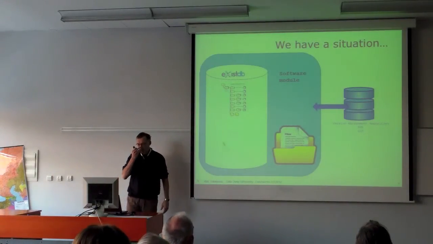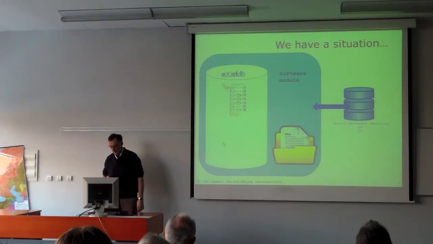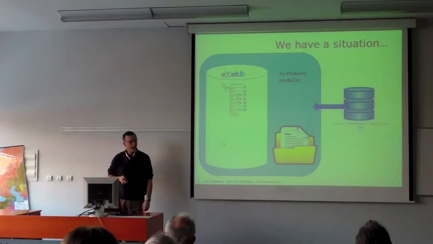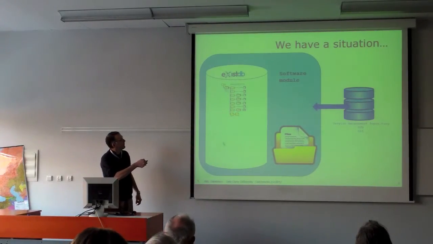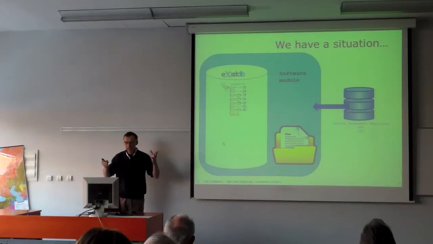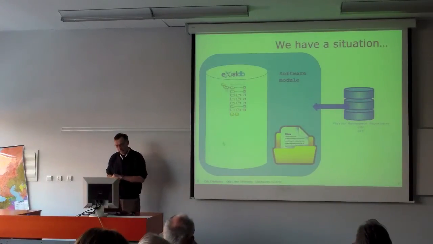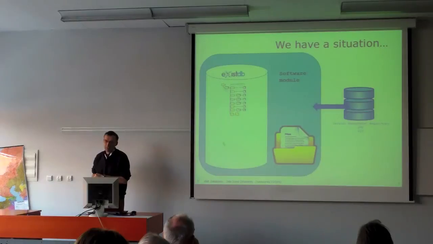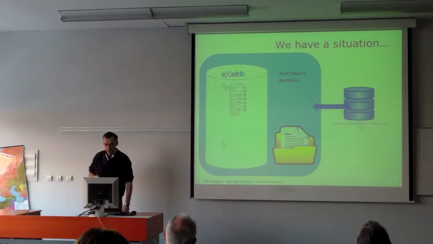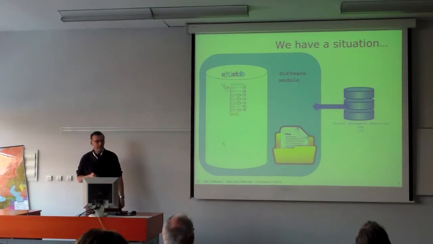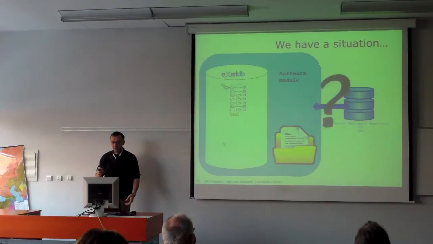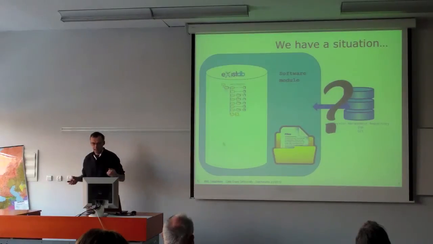So here we have the situation. We have an eXist-db database, with a structure of collections and resources. We have files on disk which are all together part of the same software module, and we would like to synchronize them with a version management system, whichever you want to use. That is not really easy, as I found out, so we have a bit of a situation there. How do we do that? I would like to present a solution to that.